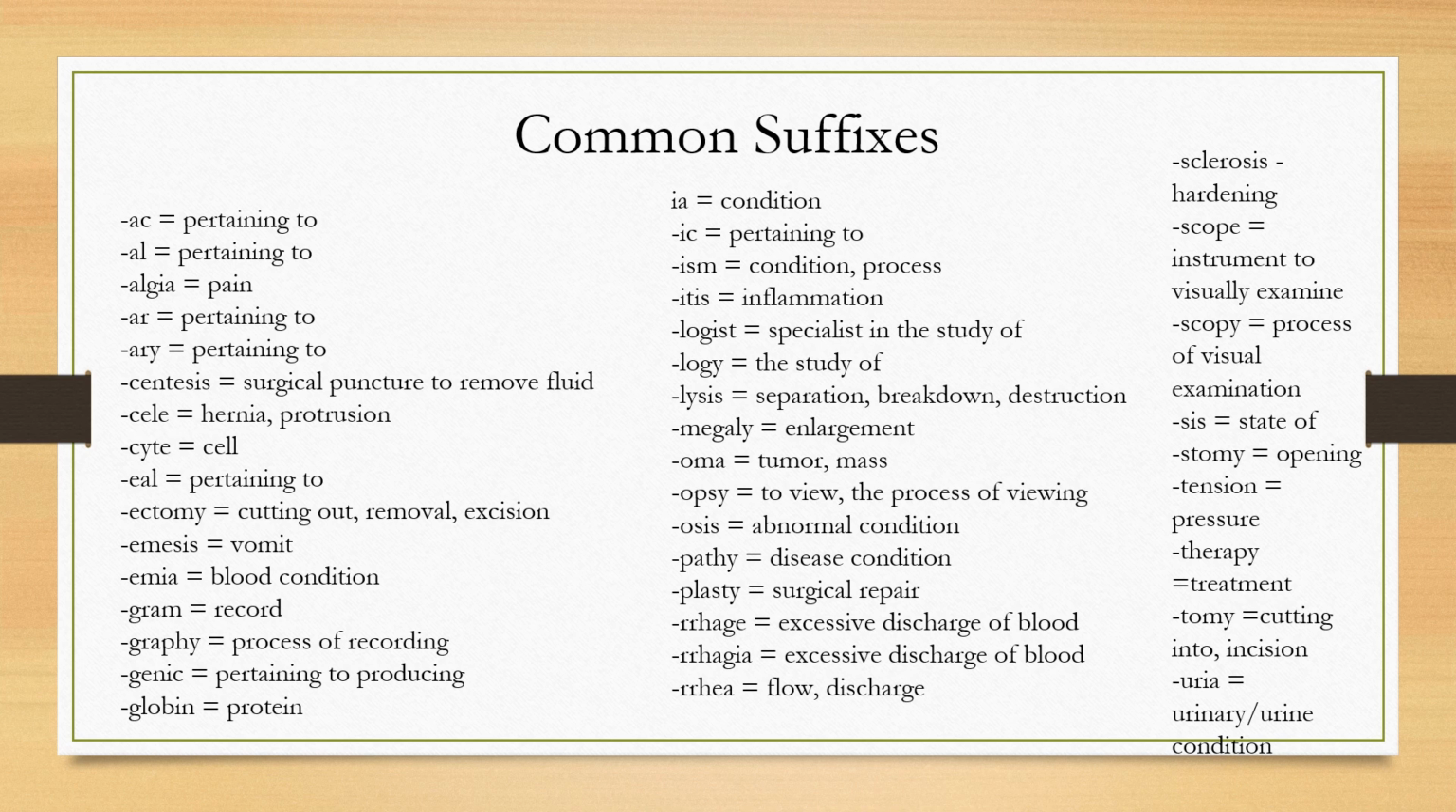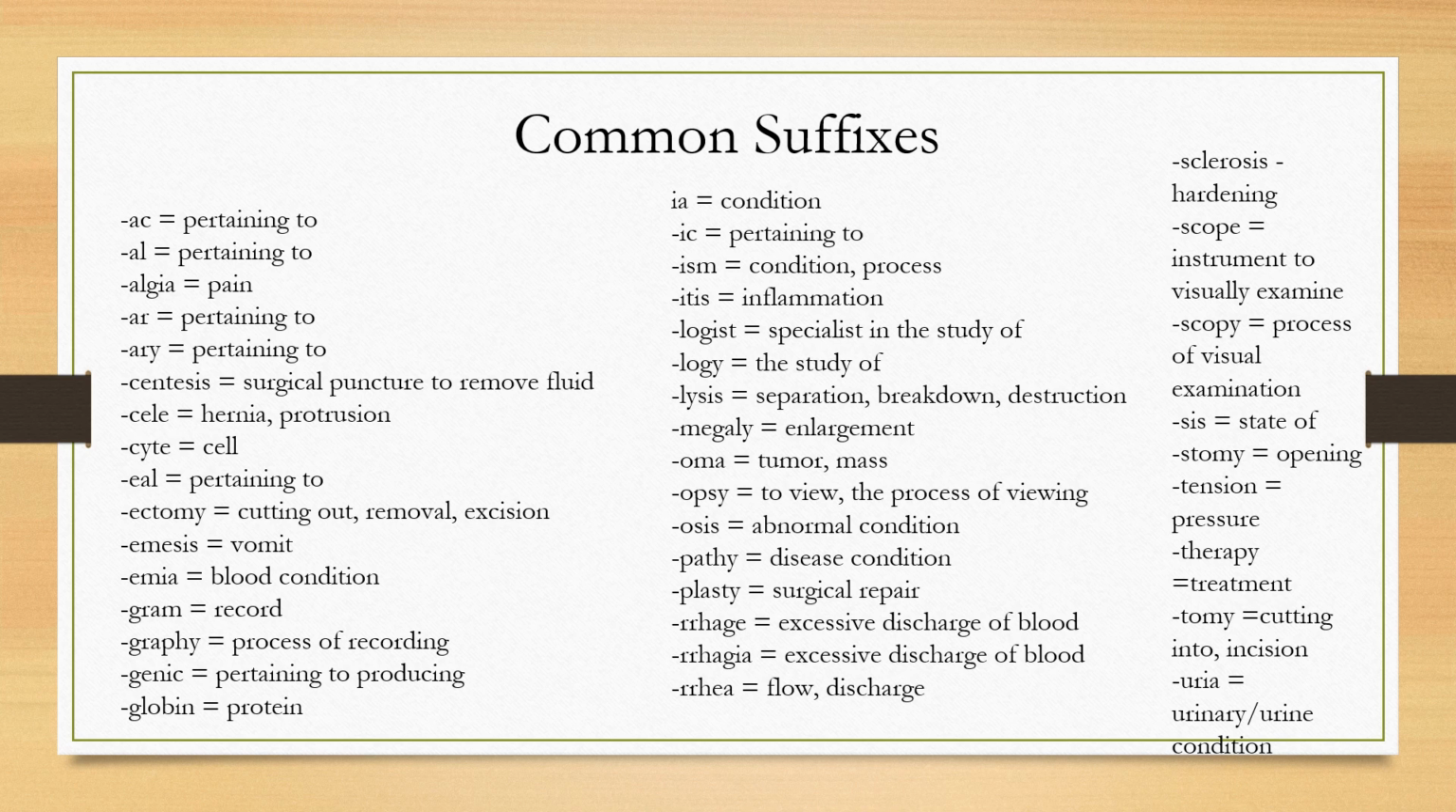Ectomy, so this is your surgical removal or excision of something. So we talked about salpingo. A salpingectomy is removal of your fallopian tubes. Emesis, you'll see this one a lot. Emesis by itself means vomit. So if someone's vomiting, we say that they have emesis coming from them. Hematemesis is bloody vomit. So things like that just kind of link together, right? Pretty simple.